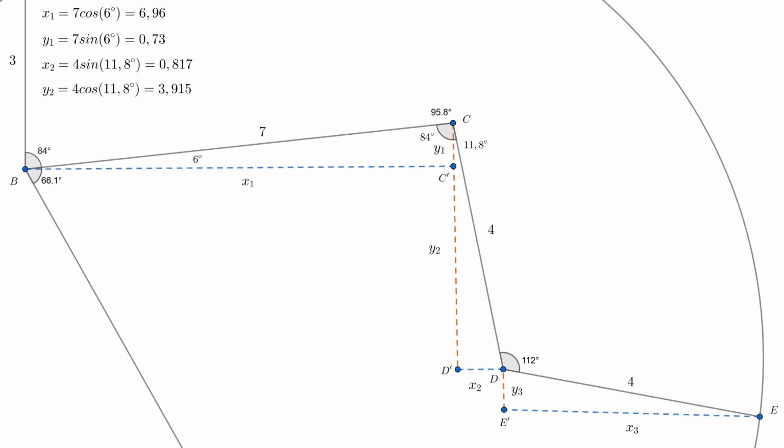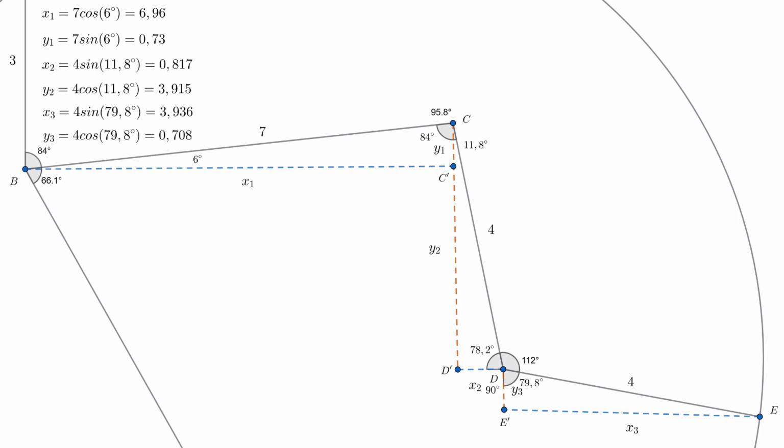Okay, this angle here from CDD prime is 90 minus 11.8 equals 78.2 degrees. And since this angle here is 112 degrees, and this one is 90 degrees, and this whole angle here is 90 plus 78.2 plus 112 equals 280.2. And this angle here is 360 minus 280.2 equals 79.8. Hence, x3 equals 4 times sine of 79.8, which is 3.936. And y3 equals 4 times cosine of 79.8, which is 0.708.